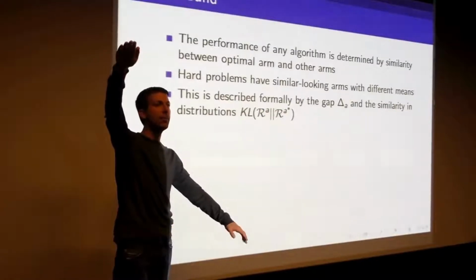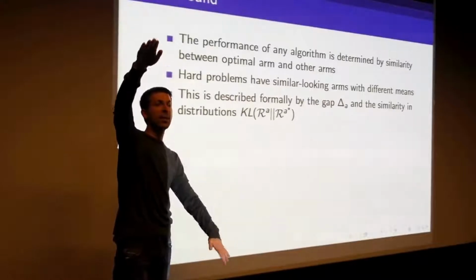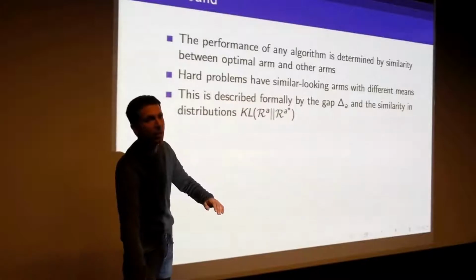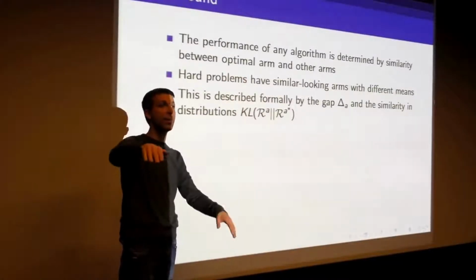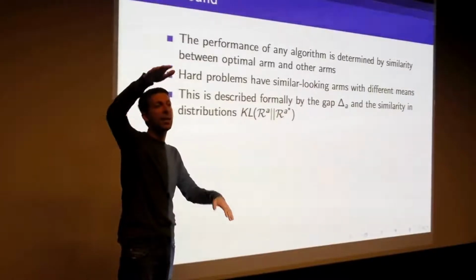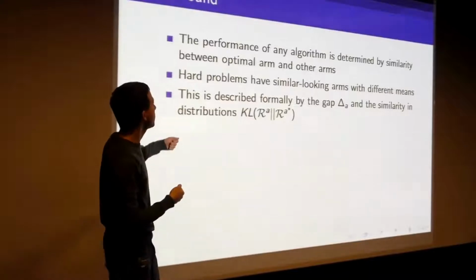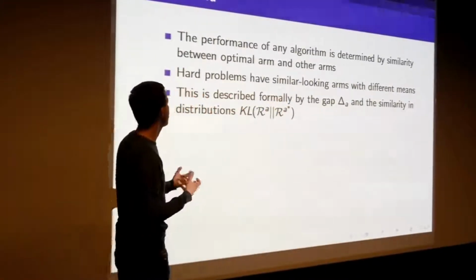A hard problem is something where you've still got one arm that's much better than the other, but there's a lot of noise on these things. Sometimes you take this one and it ends up looking really terrible. Sometimes you take this one and it ends up looking really good. So now it's really hard to disambiguate them, you're making a lot of mistakes, and it takes a really long time to figure out that this arm is actually much better than this one. So the hardest problems have similar looking arms with different means. It's hard to tell the difference between them.